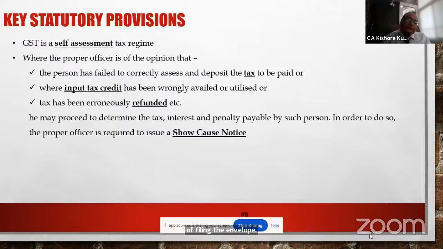Friends, GST law also contains the provisions relating to the assessment of tax, which will be done by the GST officers through scrutiny of the books of accounts and the periodical returns filed by us. Now, while doing that examination, if the proper officer is of the opinion that any person has failed to correctly assess the tax, or taxes have been short paid, or any input tax credit has been wrongly availed, or any refund has been erroneously granted, then the proper officer has the power to determine the tax, interest, and penalty which is payable by that person. In order to do so, the proper officer is required to issue a show cause notice.